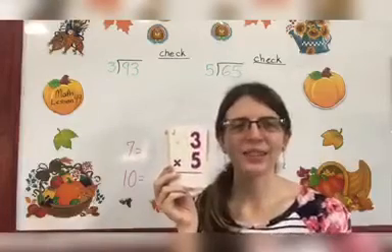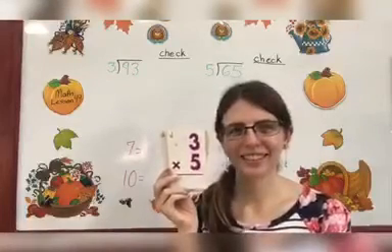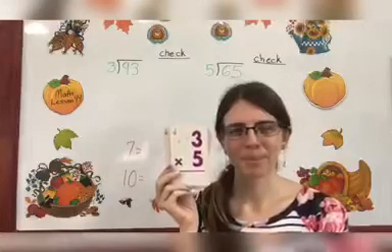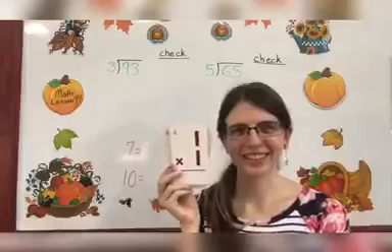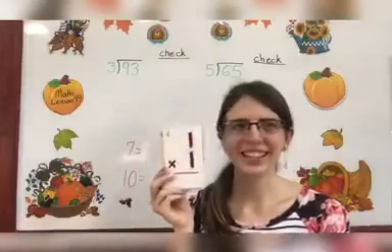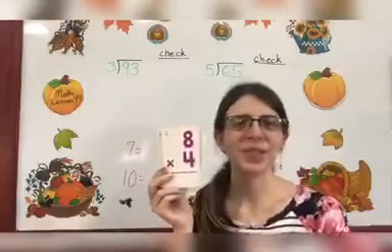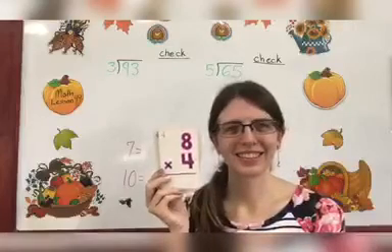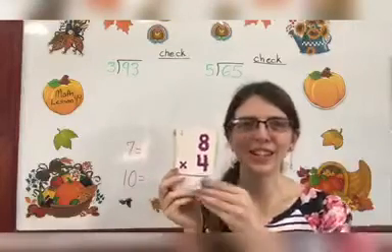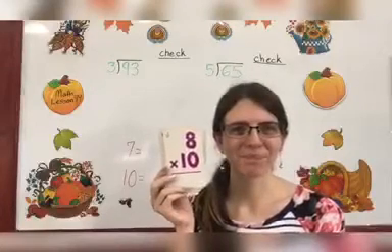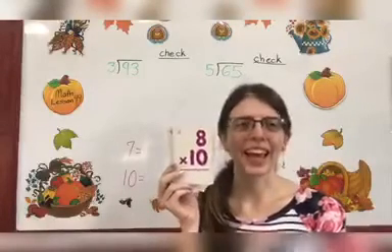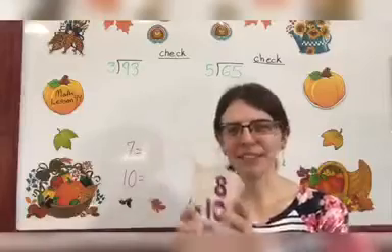9 times 3 is what, Andrea? 27. 3 times 5 is what, Billy? 15. 1 times 1 is what, Jordan? 1. Good job. 8 times 4 is what, Josh? 32. 8 times 10 is what, Samantha? 80. Very good. Okay, we have to stop there.